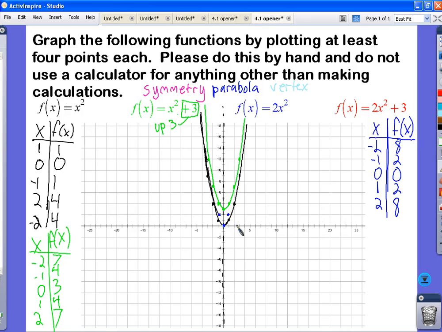Negative 2, comma 8 and 2, comma 8. Not 4, right? This was the output of the black one. That was plain old x squared. Then we multiply it by 2 and we go up to 8. And negative 2 goes up to 8. Positive 3. The output of the original function was how much? And what do we do with that 9? Times by 2. Negative 3, 9, doubles to 18. That's okay. And then we connect everything.